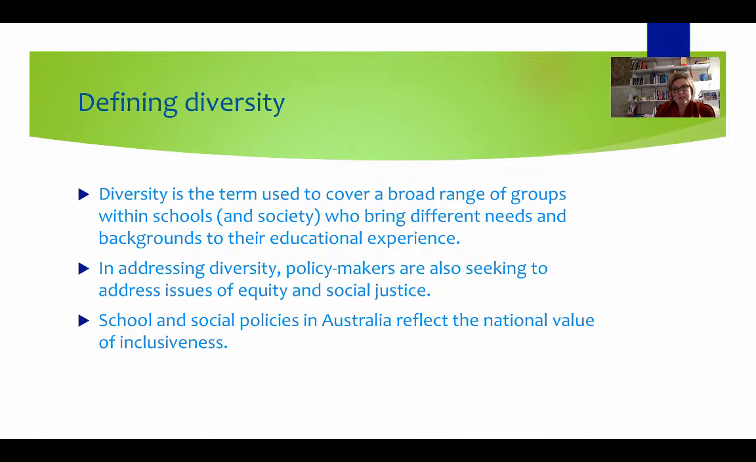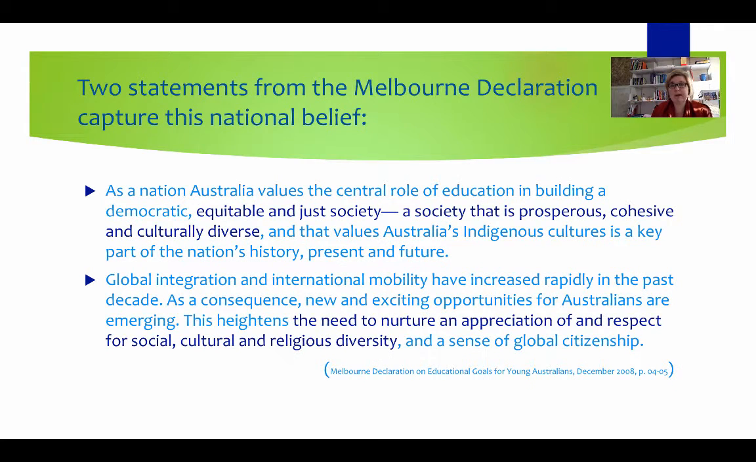So when we look at diversity, it's the term that we use to cover a very broad range of groups within schools and society who bring different needs and backgrounds to their educational experience. And as we address diversity, policymakers are also seeking to address the idea of equity and social justice in respect to all participants in society. School and social policies in Australia reflect this national value of inclusiveness, and it's important to keep that in mind.